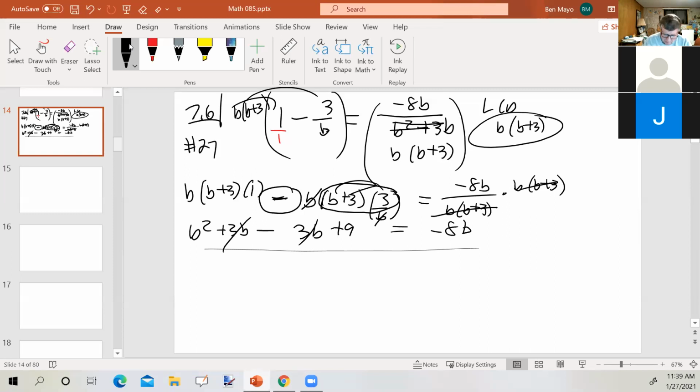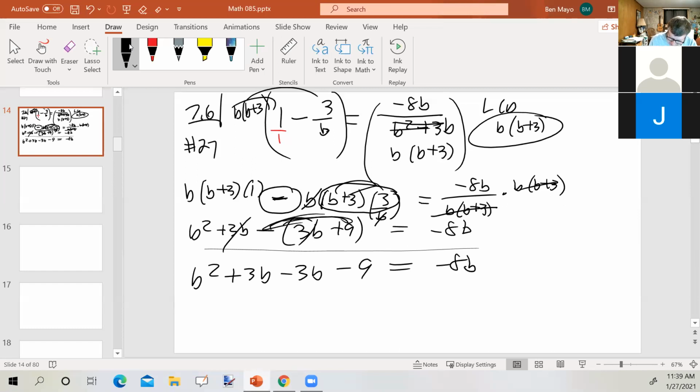Negative. Parentheses, which then, yes, would have distributed. So it should have been b squared plus 3b minus 3b minus 9. Okay? You see that? Yeah. That's what I get for going too fast.